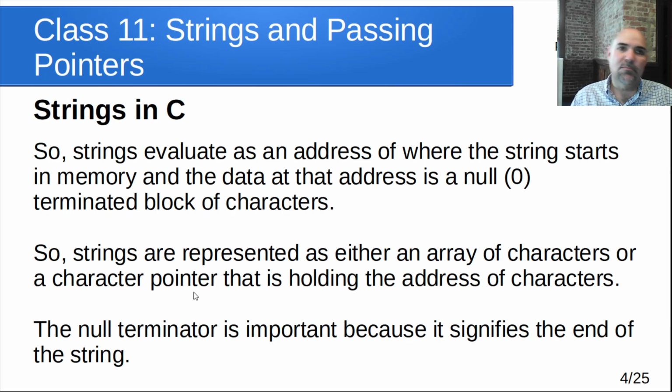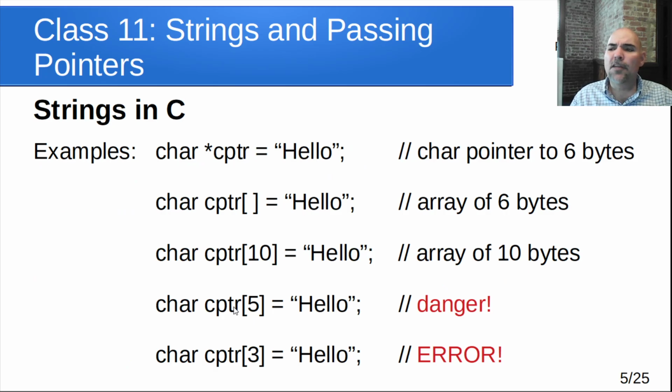In other words, the character pointer or the array just says, here's where it starts in memory. We need some way to know where it ends. That's what the null character does. Okay, so let's look at a few examples here of some things that are right and some things that are wrong. So for example, character pointer cptr equals hello. Now remember, hello in double quotes evaluates as the address of where that starts in memory. And in memory, this is going to be the binary for HELLO, and then C is automatically going to put that null character on the end of that string for us.